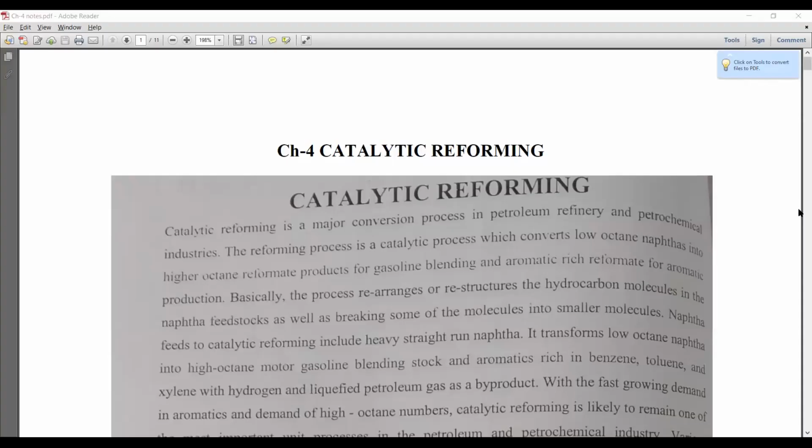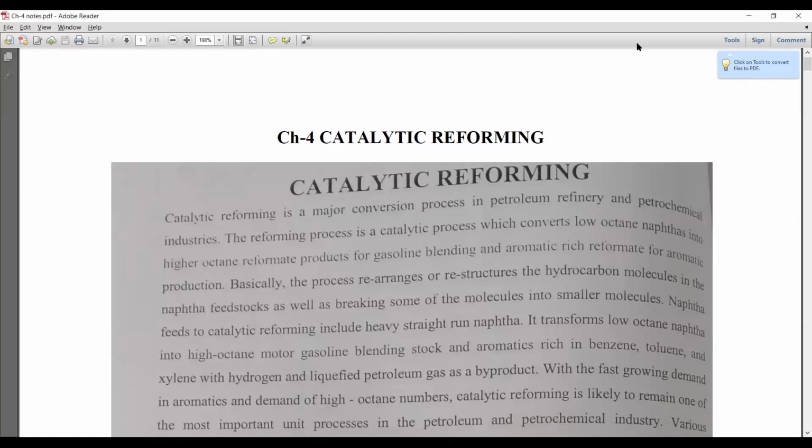So we have seen catalytic alkylation, catalytic isomerization, and catalytic polymerization. Now I'll show you the extra notes which I have shared on your e-content also. In your e-content, there are two PDFs uploaded for catalytic reforming. One is the PPT and the other one is the book pages. These are the book pages.